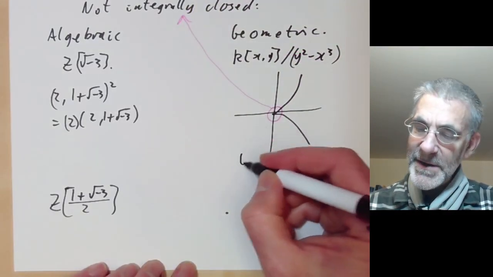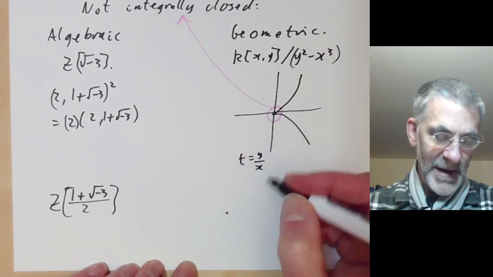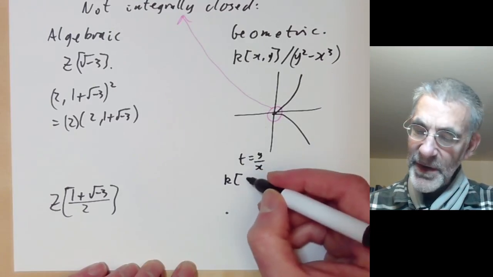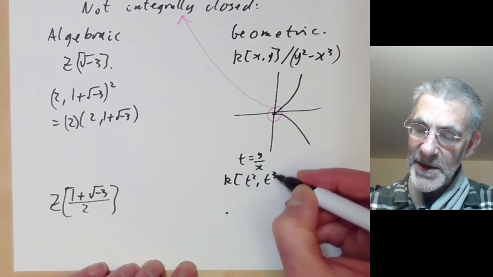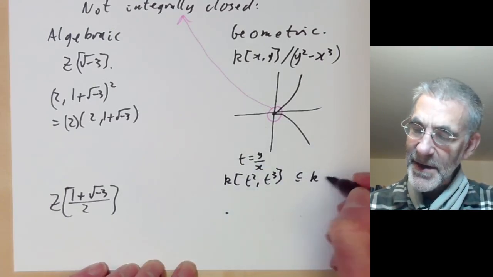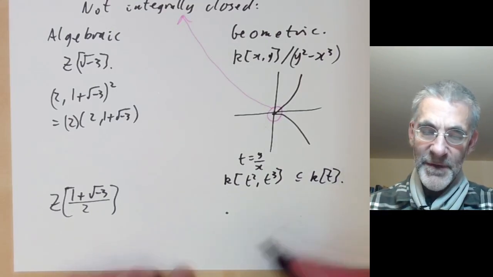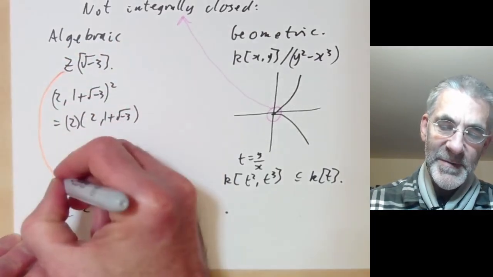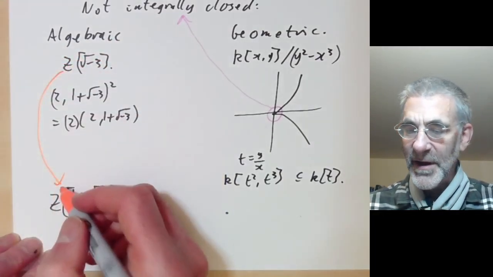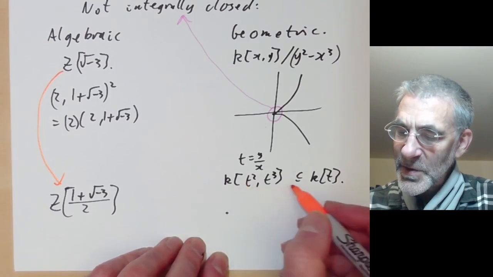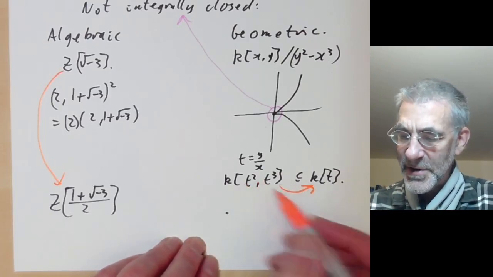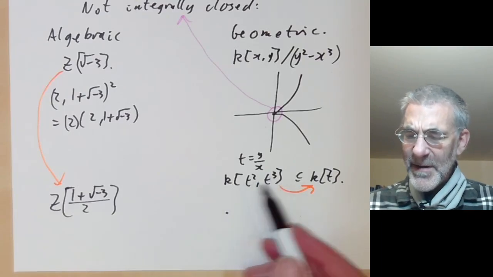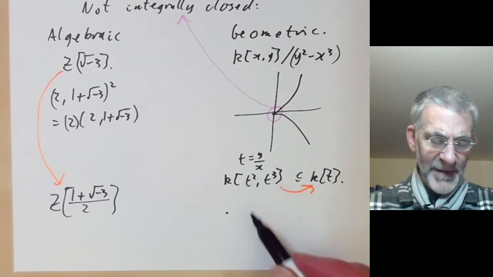Well, if we put t equals y over x, then we find we can identify this ring with k[t squared, t cubed], the ring of polynomials in t squared and t cubed, which is contained in the ring of polynomials in one variable. And you should think of this ring as being contained in its integral closure like this, corresponds to this ring being contained in its integral closure here. And again, you can see that the ideals don't behave terribly nicely here.